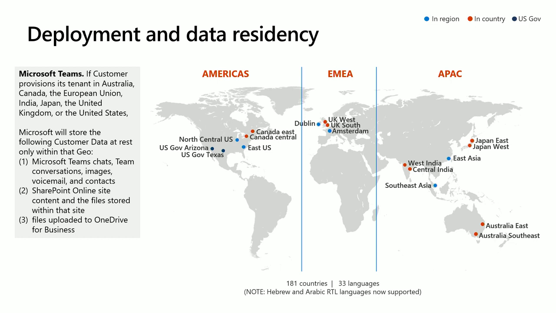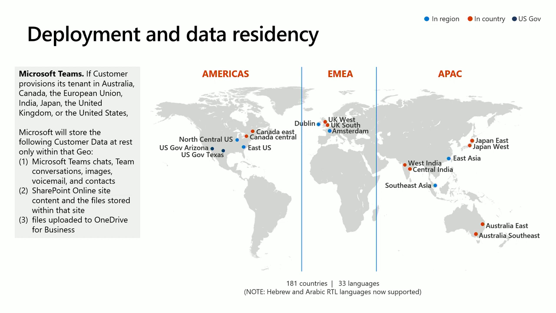And the US government clouds, there are 3 of them now, and those are all dedicated clouds as well. What's interesting about this is the implications on data residency, and it's one of the main reasons we invest in these clouds. If a customer's tenant is in Australia, Canada, the EU, India, Japan, or whatever, or all those regions, we store the customer data at rest, meaning once it's stored on disk, within that geography.